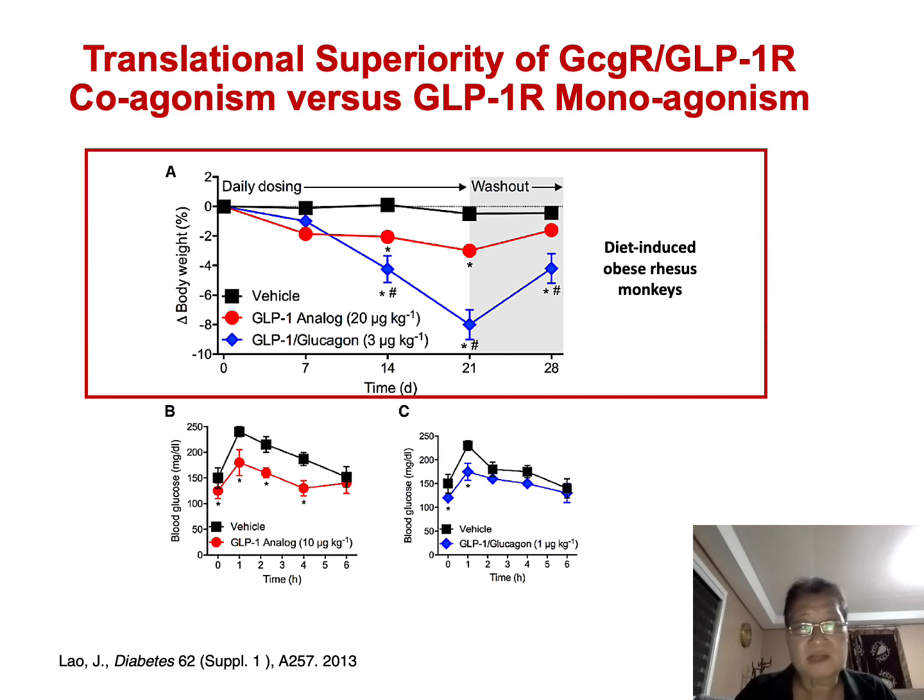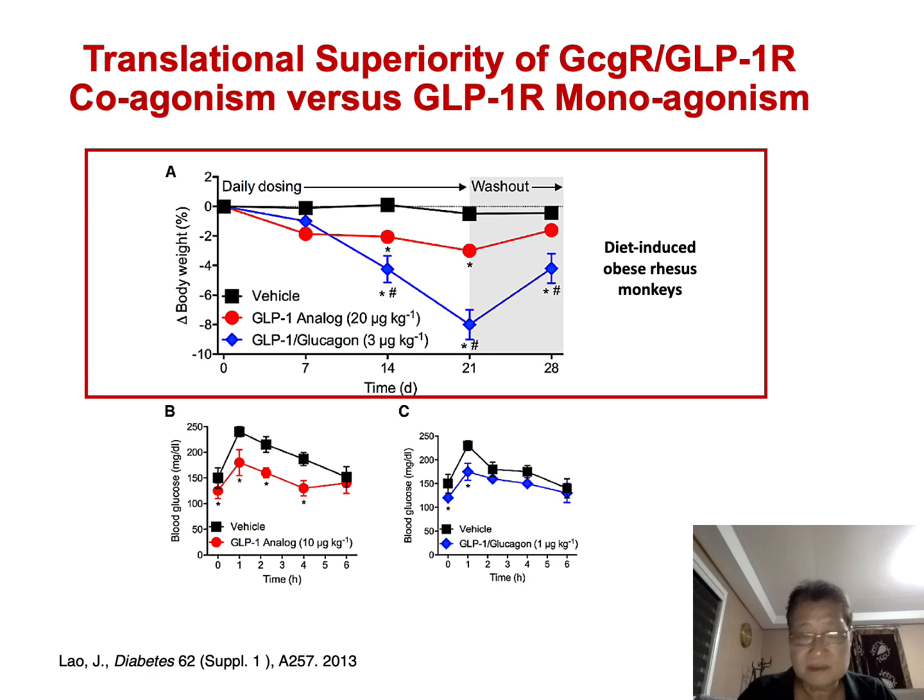Okay? Okay. Now, looking at the effect on body weight, the effect of a lower dose of glucagon and GLP-1 receptor coagonist in blue diamond, versus just liraglutide monoagonism, the red circle, for weight loss. You can see the difference, 3 microgram per kilogram versus 20 microgram per kilogram. And this is in a diet-induced obese rhesus monkey following daily subcutaneous injection at the indicated doses.